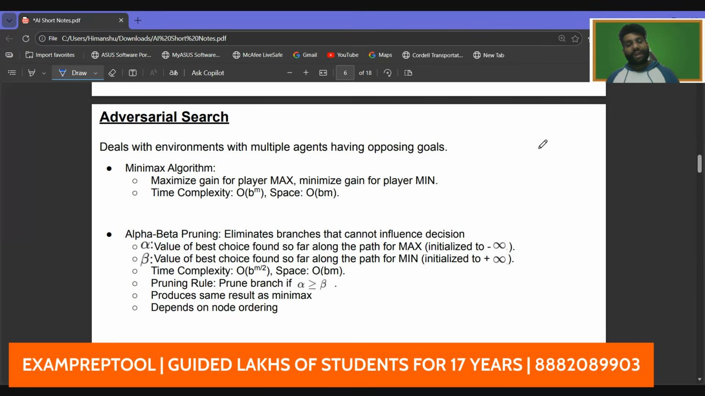Okay, what is the time complexity? b is the branching factor, m is the maximum depth, so time is b to the power m and space is b into m. Makes sense, similar to the initial search algorithms which we talked about.